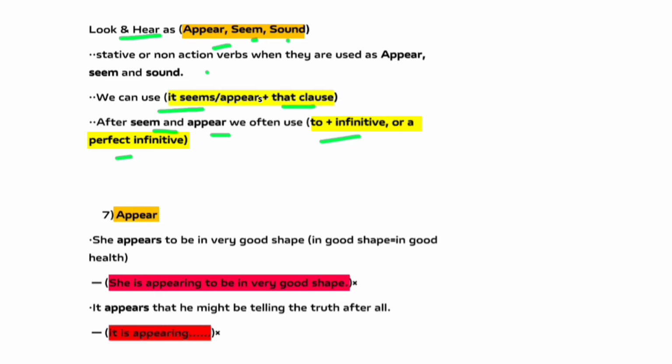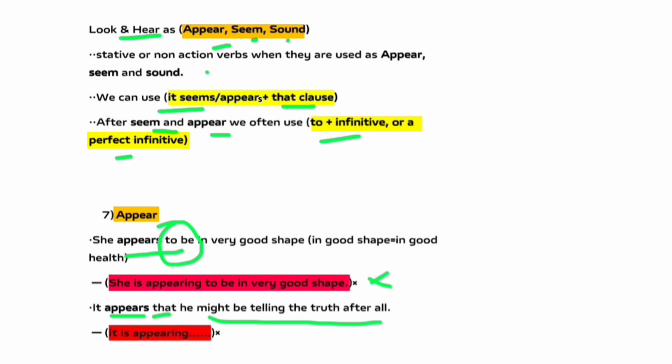As in the first sentence, she appears to be in very good shape. Good shape means in good health. If you notice, there is an infinitive form. You cannot say she is appearing to be in very good shape. This is wrong. And in the next sentence, it appears that he might be telling the truth. It appears is followed by a connective word and a clause.